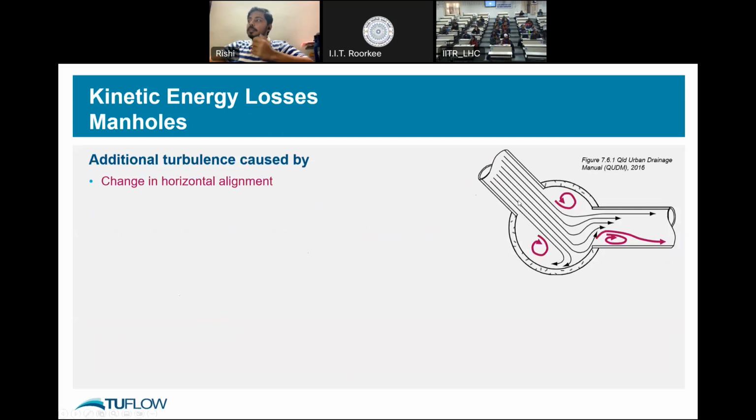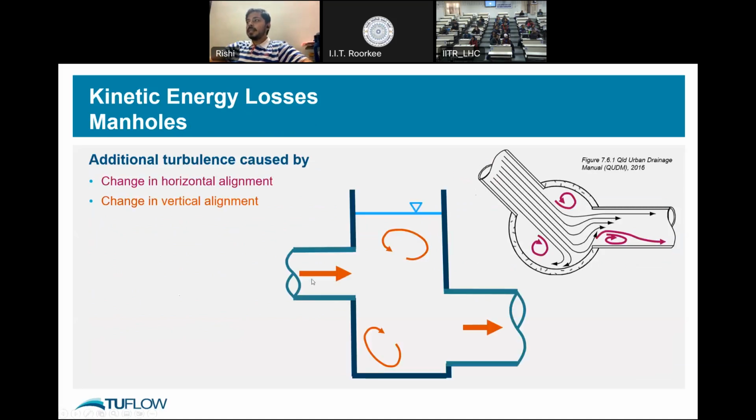The other turbulence which will occur in pipe networks is due to the difference in alignment. You can see this is a different alignment from this pipe. If the two pipes are in different alignments, we'll get additional losses due to the bends which will occur to the streamlines. That is one, and also a change in vertical alignment. You can see this is aligned differently to this pipe, which is a differently aligned network.